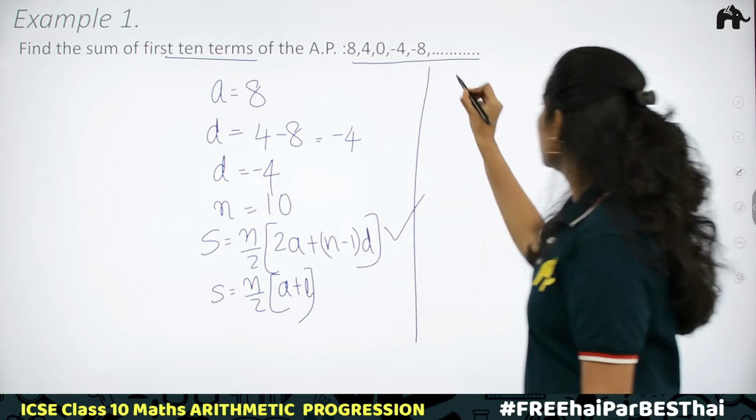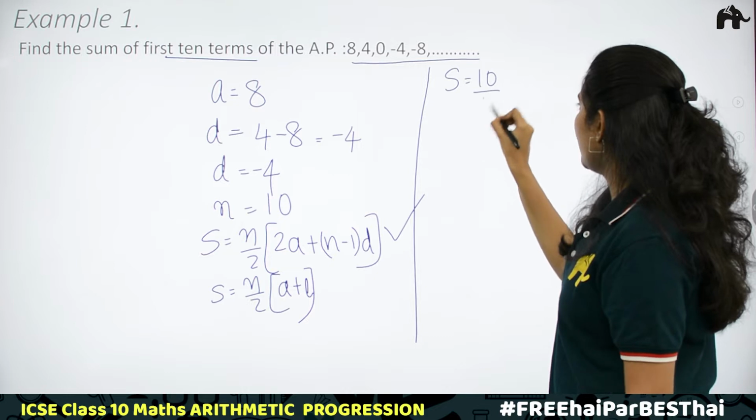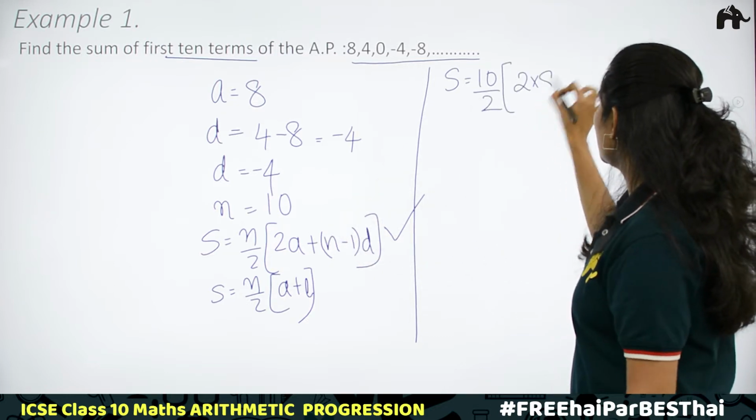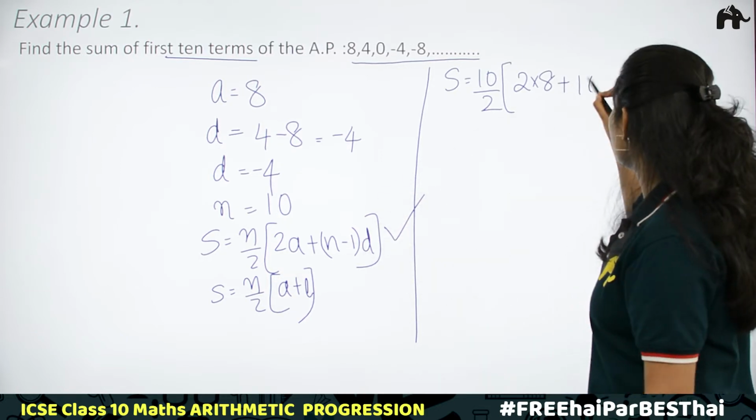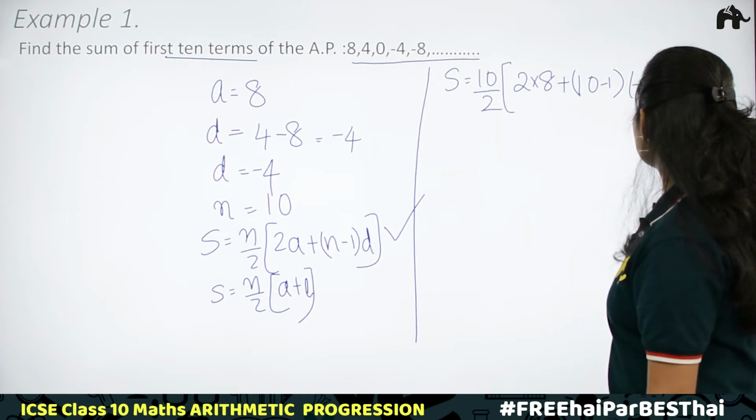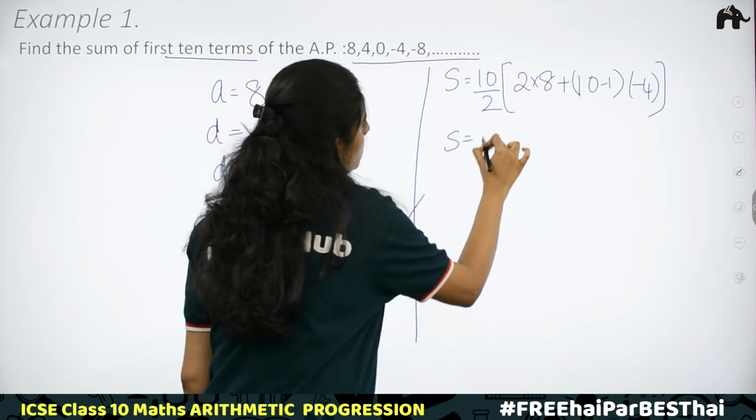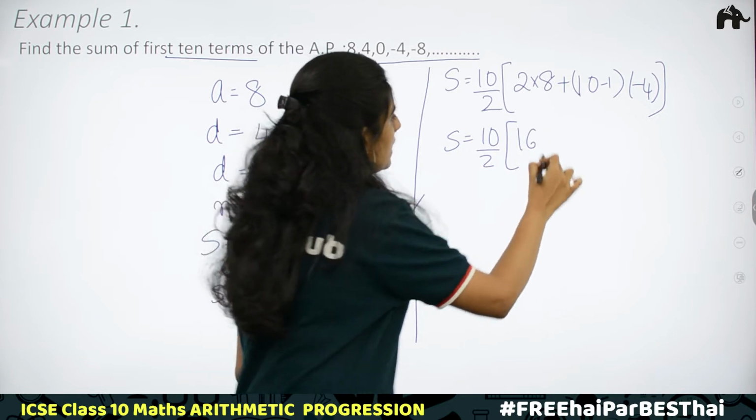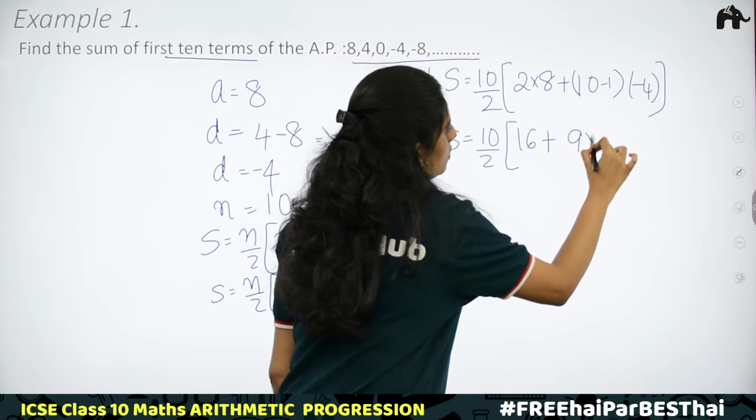Let's substitute. S is equal to n, which is 10, divided by 2, into 2a. 2 into a is 8. Plus n minus 1, 10 minus 1, into d. d is minus 4. Okay. S is equal to 10 by 2 into 2 into 8, 16, plus 10 minus 1, 9, into minus 4.